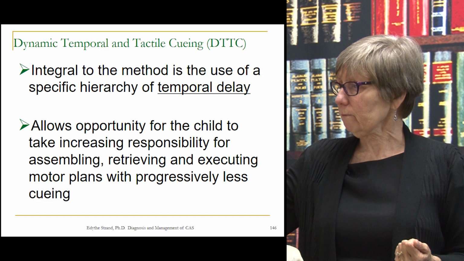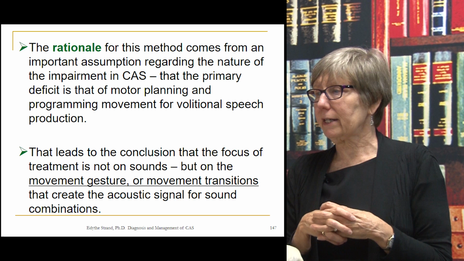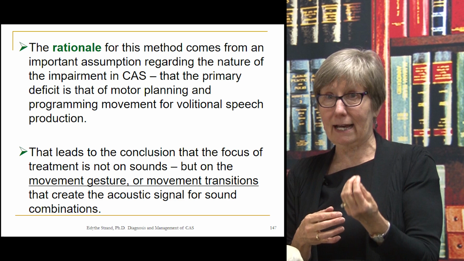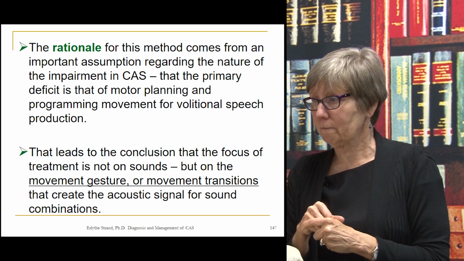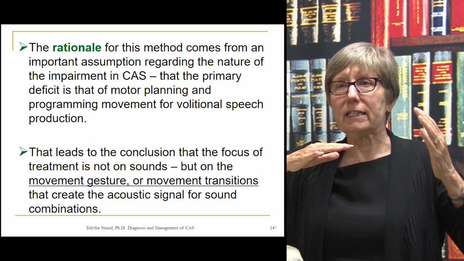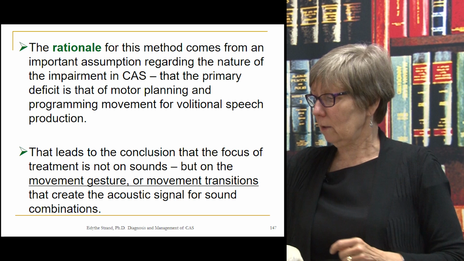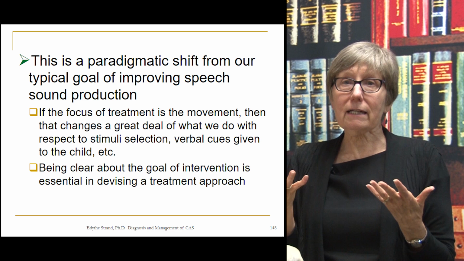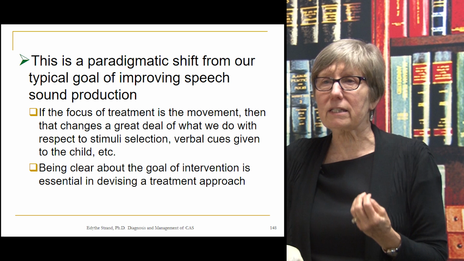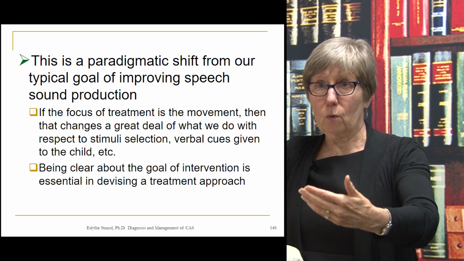So the rationale for DTTC comes from an important assumption regarding the nature of the impairment in CAS, which is that the primary deficit is that of motor planning, specifying those movement parameters for volitional speech production, which leads to the conclusion that we have to have the child watching us and having the intent to be more accurate in their movement for the gesture for that syllable. And as I said earlier, this is actually a paradigmatic shift from what we typically think about in improving speech sound production. Being clear about this goal of intervention is important, and that we're clear about this goal with the child, in words they can understand, and with the parent.